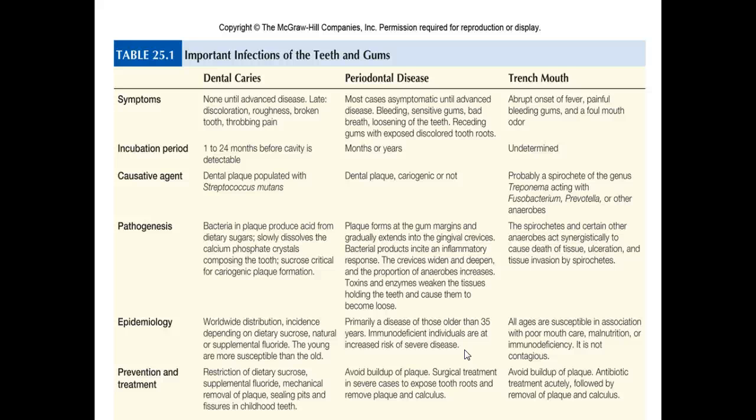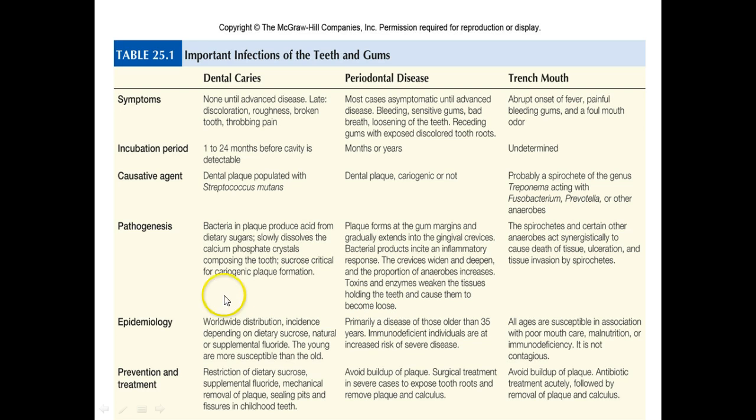And so, although everyone is susceptible, it's really associated with poor dental care, malnutrition, and immunodeficiency. It's not thought to be contagious, right? Again, it really has to do with how well somebody maintains their oral health. There is antibiotic treatment for the acute phase, hopefully before it becomes so substantial.